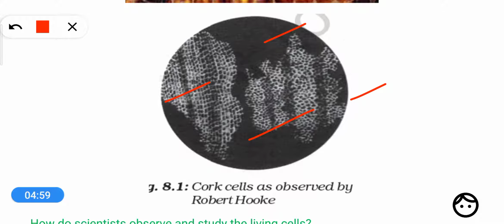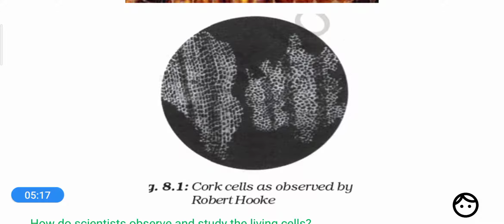So he named them cells, because cell means empty space. Cell means empty space, right? The meaning of the word cell is empty space. So this is how Robert Hooke observed the dead cells, right?